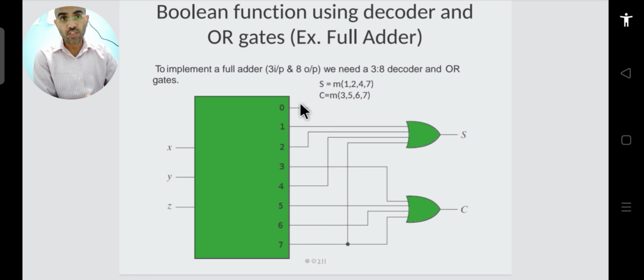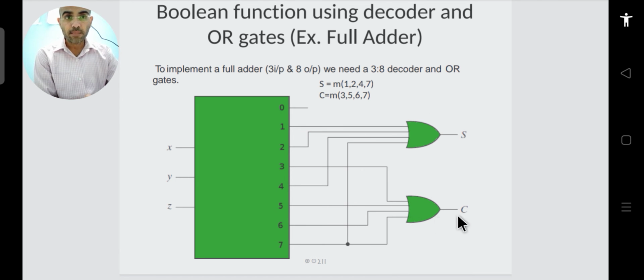So the min term available at this output will be 0, and the min term available at this output will be 7. Inside it, we have already seen what is there. Now if you have all the min terms available, then the sum expression will be nothing but the sum of min terms 1, 2, 4, 7. So you take the outputs 1, then 2, then 4 and then 7, and you combine them together with an OR gate. So this is your sum output.